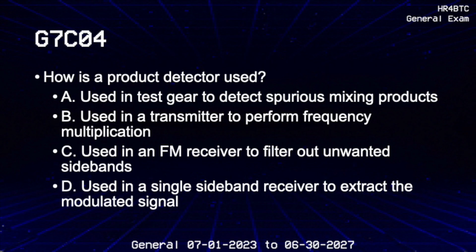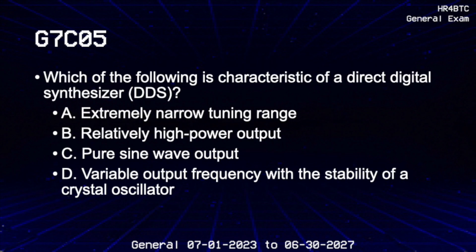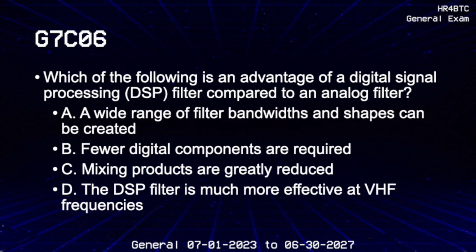How is a product detector used? Used in a single sideband receiver to extract the modulated signal. Which of the following is characteristic of a direct digital synthesizer, DDS? Variable output frequency with the stability of a crystal oscillator. Which of the following is an advantage of a digital signal processing, DSP, filter compared to an analog filter? A wide range of filter bandwidths and shapes can be created.